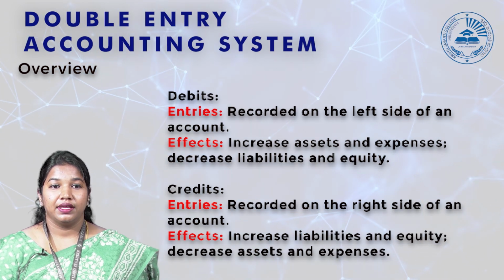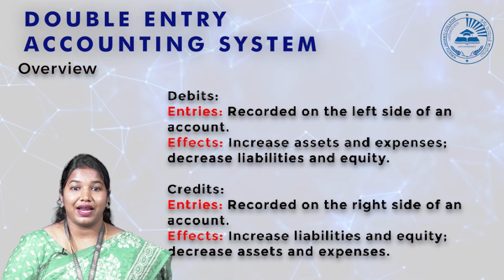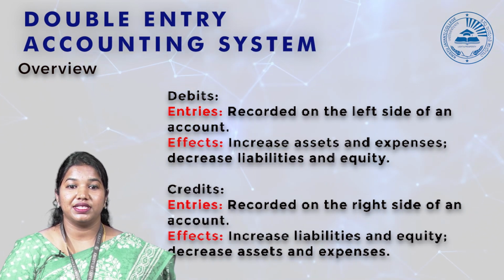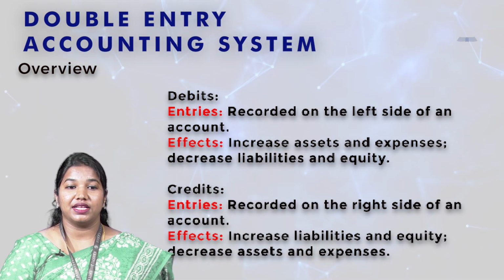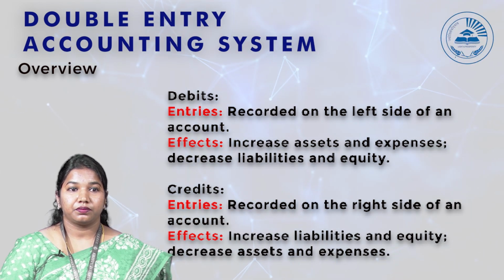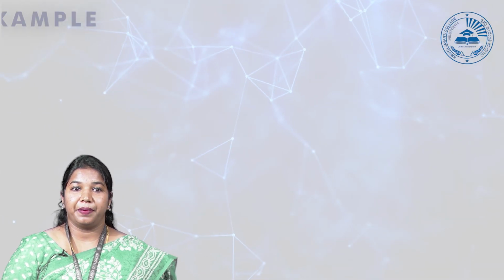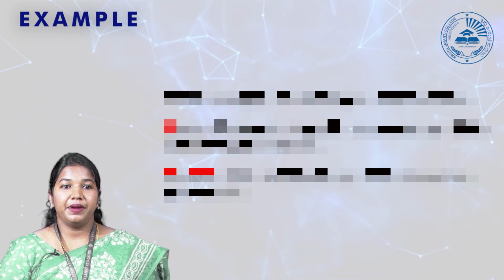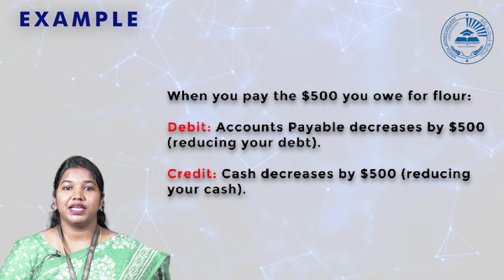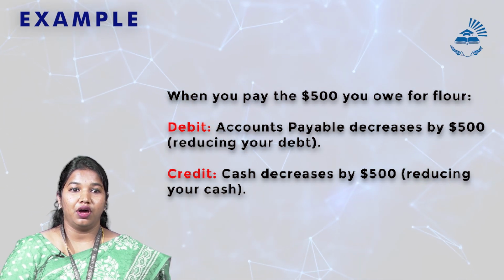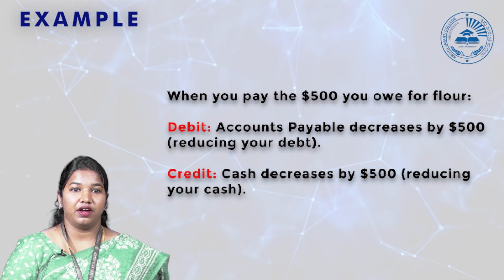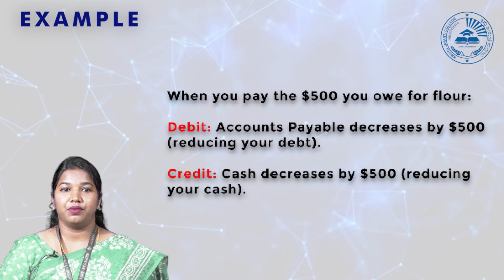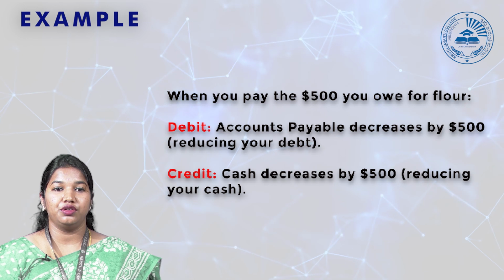What is credit? It is recorded on the right side of the account. What is the effect of this? It increases liabilities and equities and decreases assets and expenses. So for example, when you pay rupees 500 for flour, debit accounts payable, that decreases by 500, reducing your debt because you are paying 500 for the flour. And credit cash decreases by 500 because your cash is reducing here.